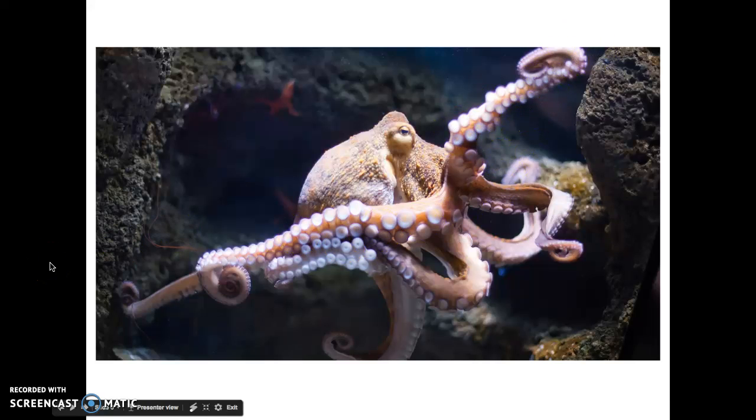And baby octopuses are just very, very cute. You can look it up later. So lots of different reasons why I like octopuses. They're pretty awesome. Oh, and I forgot.